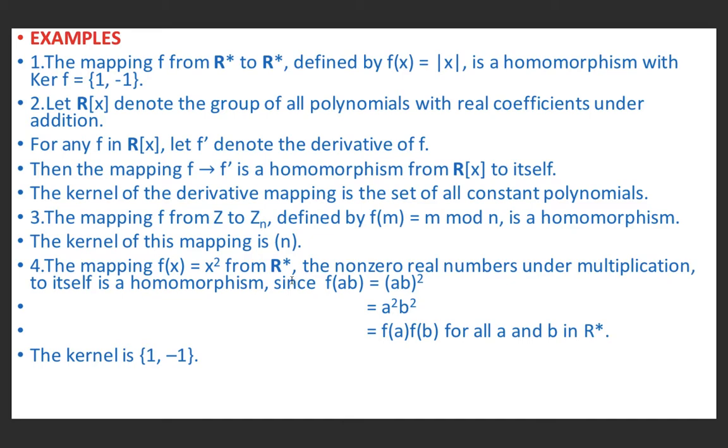Here we have considered the set of non-zero real numbers, because if we include 0 also, if we consider the set of real numbers, then that is not a group under the operation of multiplication. So we have excluded 0 from the set. R* means it is the set of real numbers in which 0 does not exist. It is the non-zero real numbers.